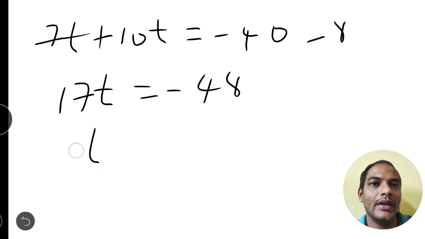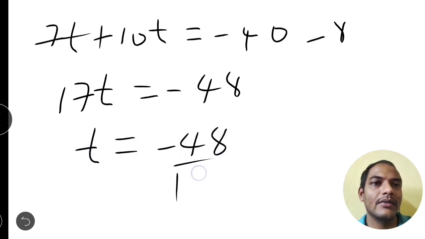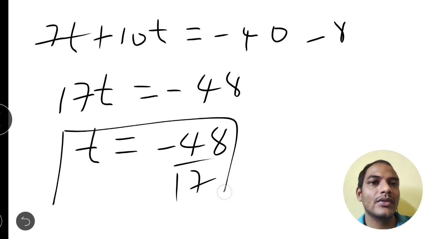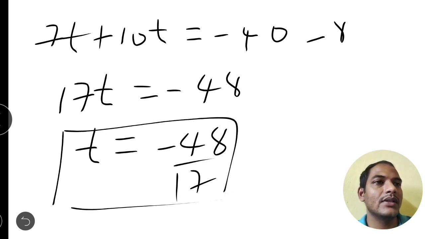So now t equals minus 48 divided by 17. Is there any cancellation? 17 1s are 17, 17 2s are 34, 3s are 51. So no cancellation. So the t value is minus 48 by 17.